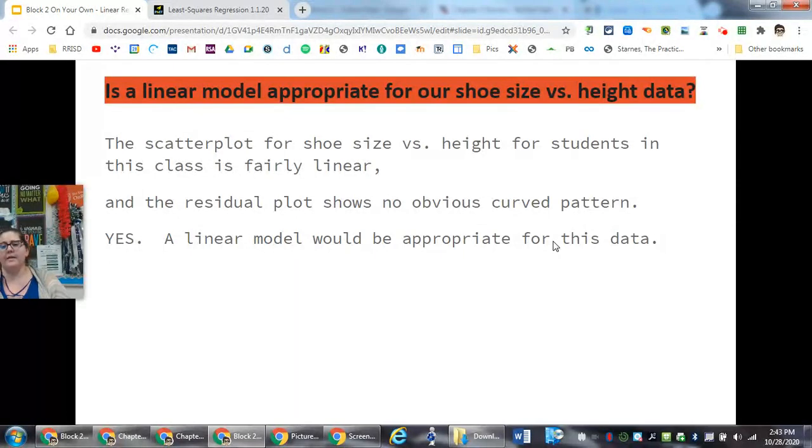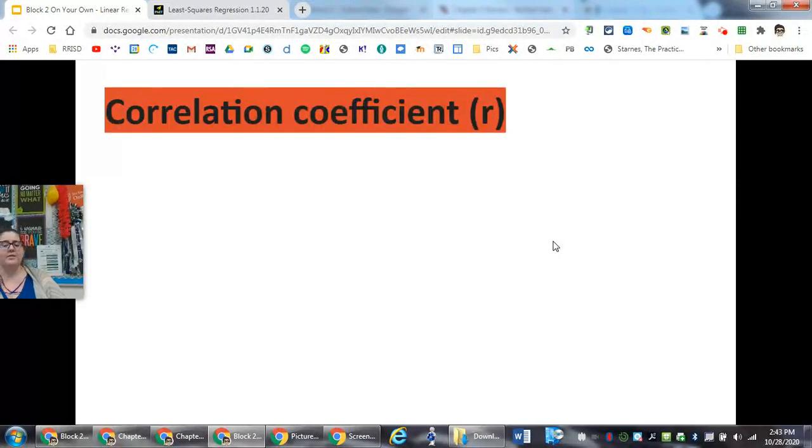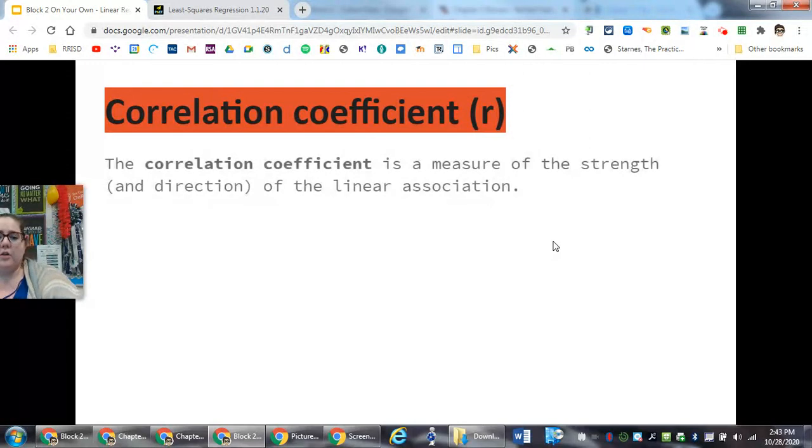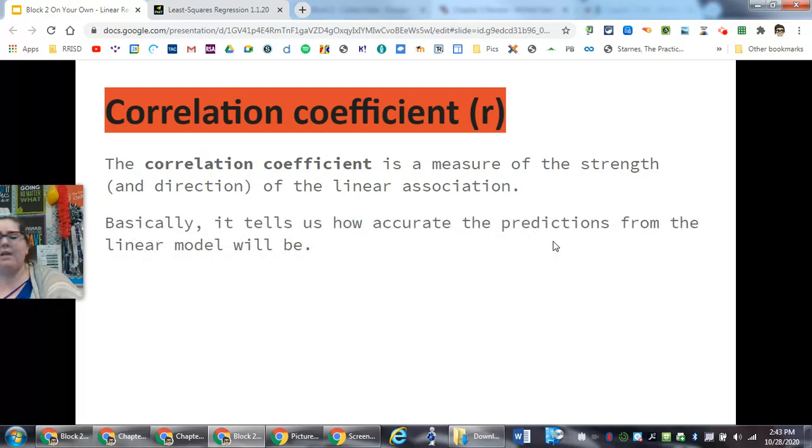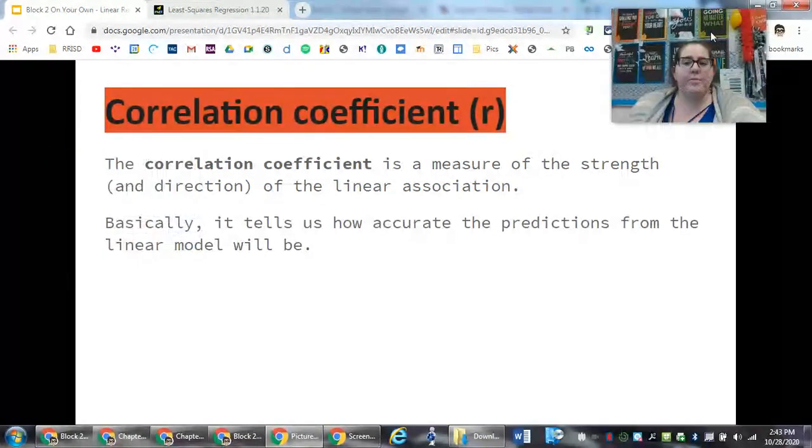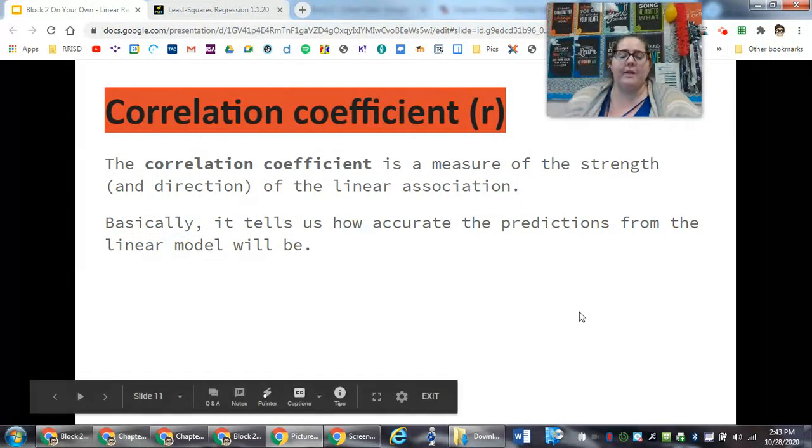So that is how we talk about residual plots. So let's talk about a few other things that you're going to be asked. We've already dealt with our correlation coefficient, which is R. In general, correlation coefficient is a measure of the strength and direction. As we talked about last time, it's basically telling us how accurate our predictions are going to be from the linear model.